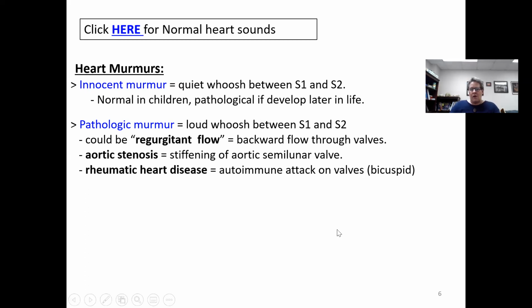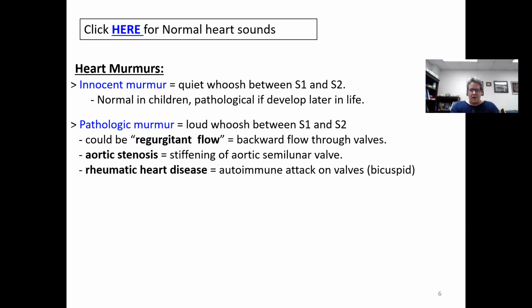Now, something that can cause this would be aortic stenosis, or stiffening of the semilunar valves leading to the aorta. And this can happen from a chronic inflammatory condition where over time scar tissue builds up, and that scar tissue is stiff and inflexible, and those valves can't quite shut completely.